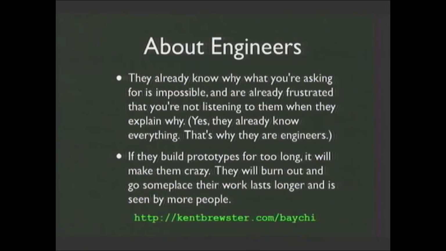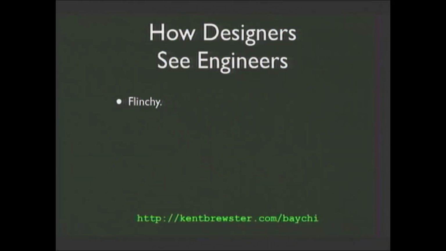Because what an engineer wants most of all, especially a front-end engineer, is for his stuff to be online in front of 1.2 billion Yahoo customers. If it gets thrown away every 6 months, they'll move on and do something else. So, how we see the engineers, they're flinchy, right?